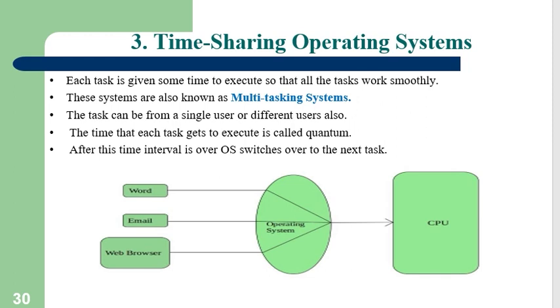And then the time sharing operating system. In this operating system, each task is given some time to execute so that all the tasks work smoothly. These systems are also known as multitasking systems. The task can be from a single user or different users. The time that each task gets to execute is called the quantum. After this time interval is over, the OS switches over to the next task.